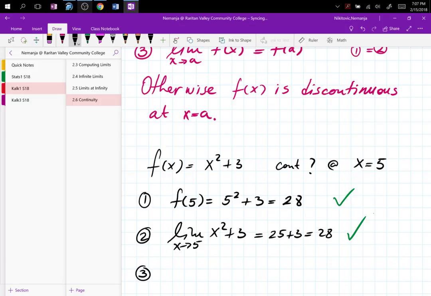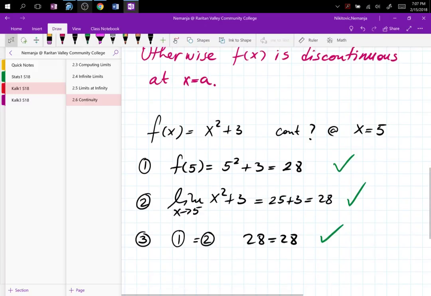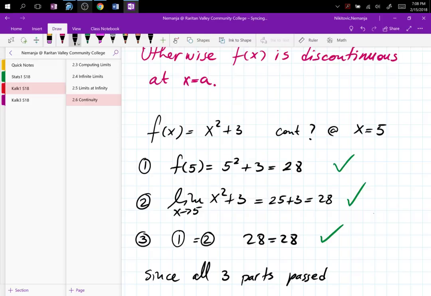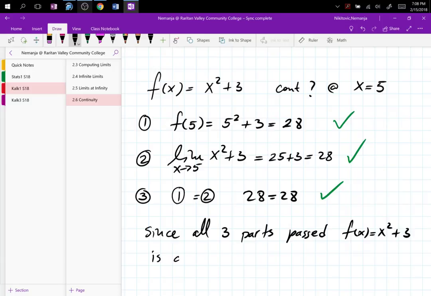Rule 3 says that the 1 needs to be equal to 2. Well, 28 is equal to 28. Therefore, that passes as well. So now, since all 3 passed, the function is continuous. Since all 3 parts passed, f of x equals x squared plus 3 is continuous at x equals 5.